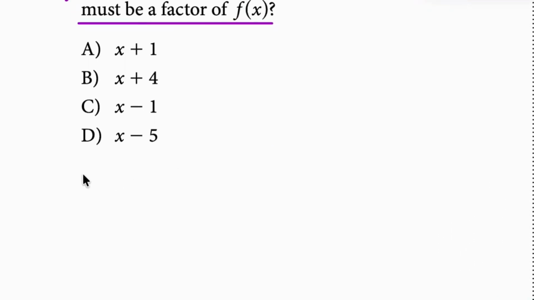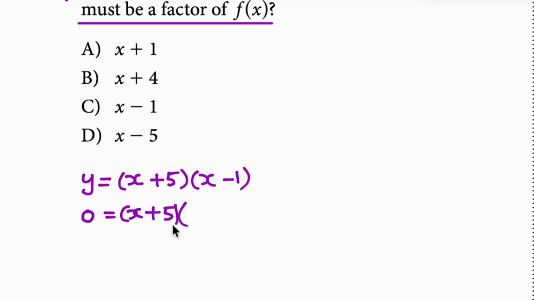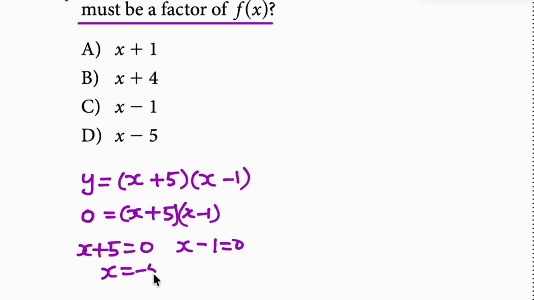Let's say you have a quadratic equation and you have factorized it. Suppose these are the two factors, right? So how do we calculate the zeros of the polynomial? To find them, we set y equal to 0. So (x + 5)(x - 1) = 0. According to the property, either x + 5 = 0 or x - 1 = 0, right? So x = -5 and x = 1.